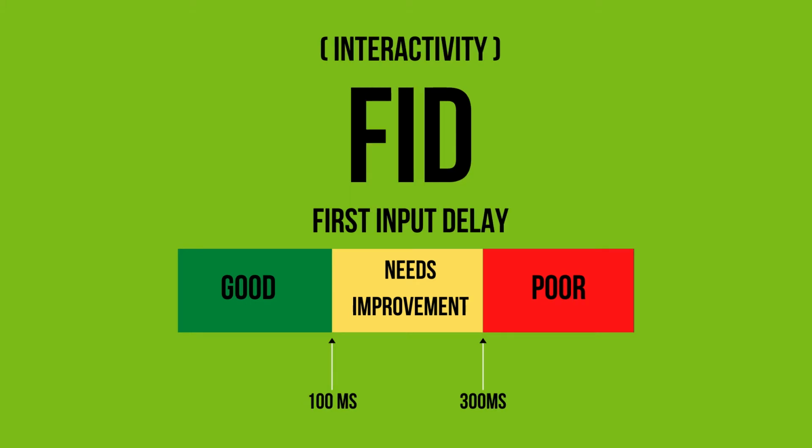First input delay. First input delay, or FID, is the metric that measures the time it takes for your website to respond when a user clicks on your website or interacts with your website in some way. Basically, when someone clicks on your website, Google wants your website to respond within 100 milliseconds.